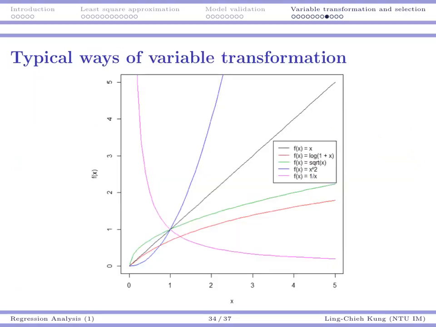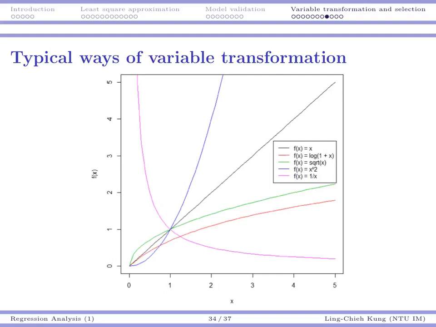In general, when you suspect a nonlinear relationship exists, you probably want to try a few possible transformations. Okay, here are some popular transformations for nonlinear relationships. This black line is x. This is the linear relationship. If you tend to believe that when x goes up, y would also go up, but the marginal effect will decrease, then you probably want to try log or square root.